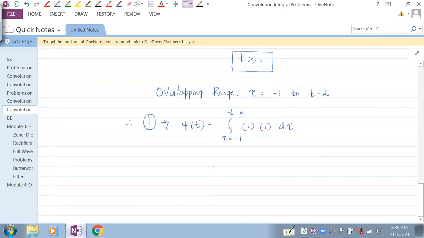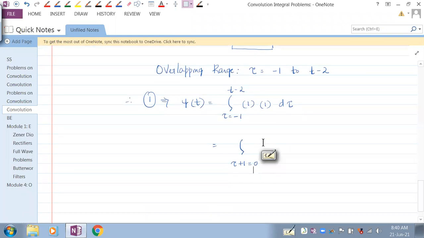So it is as good as saying this. Instead of saying tau minus 1, I'll say it is tau plus 1 equal to 0. If I write the lower limit as tau plus 1 equal to 0, what is supposed to be the upper limit? Let's see how many of you have understood that. T minus 1. That means it is as good as doing t minus 2 plus 1, because here tau plus 1 and minus 1 plus 1 we have done.